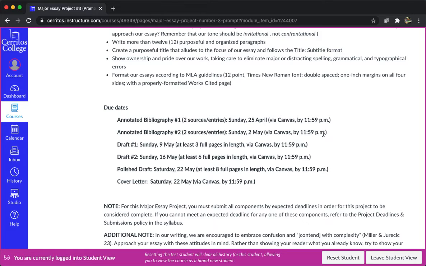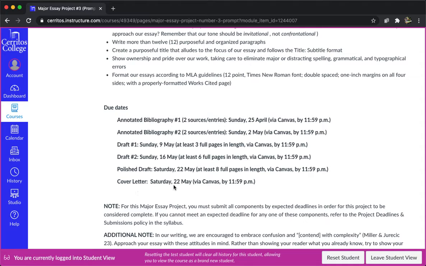The second part of the annotated bibliography, you'll have 2 additional sources, and that's due Sunday, May 2nd on Canvas by midnight. The first draft of Major Essay Project 3 is due Sunday, May 9th, and that will be at least 3 full pages in length through Canvas by 11:59 p.m. Draft 2 is due Sunday, May 16th, and that will be at least 6 full pages in length via Canvas by 11:59 p.m. And then the polished draft is due Saturday, May 22nd, at least 8 full pages in length through Canvas by 11:59 p.m.